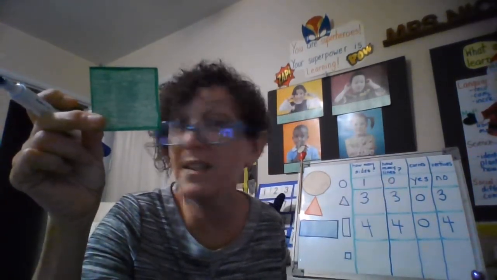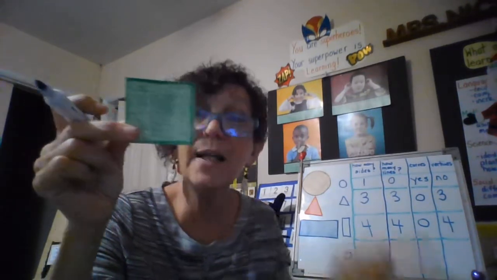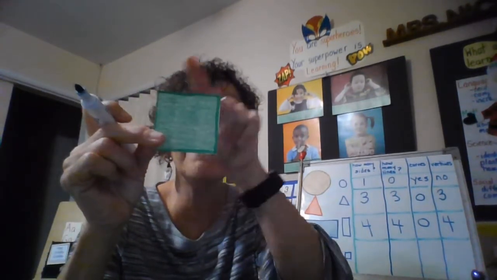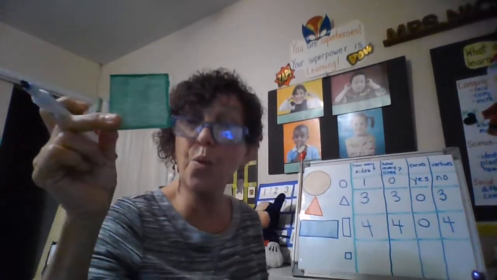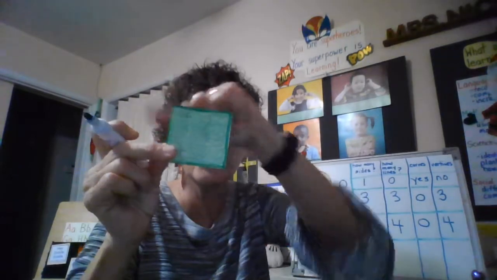Ooh, let's look at this one. Looks a lot like a rectangle. It's just smaller because it doesn't have 2 long sides. It has 4 sides that are the same, and it's a square. Good job. Square. How many sides does it have? You just remember me counting. Let's do it again. 1, 2, 3, 4.